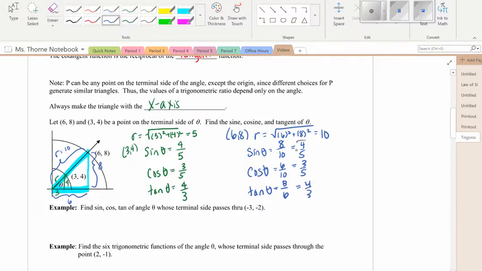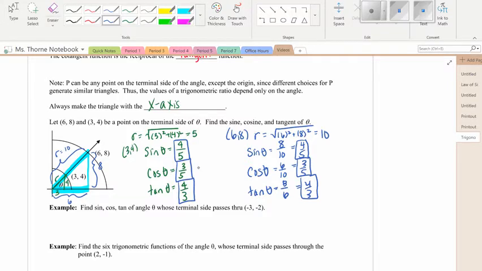So notice that these values that we just got are the same as the ones that we got for the other values. So that shows you that it doesn't matter what the radius length is because the trigonometric values are going to reduce. That's why we like using the unit circle, because those values are always going to give you the same values on the unit circle when you reduce them.